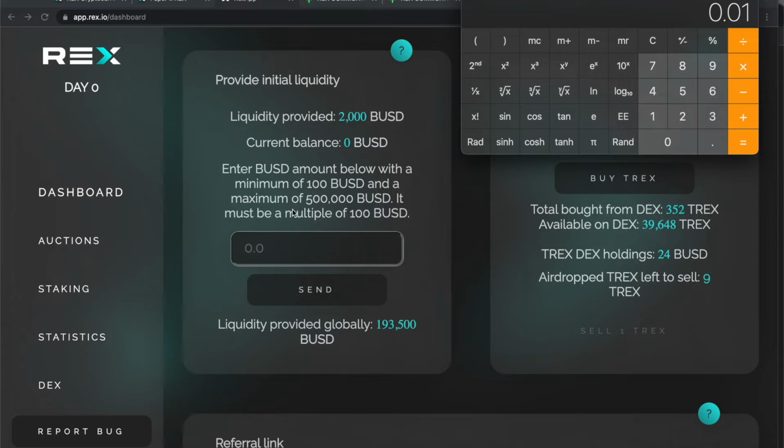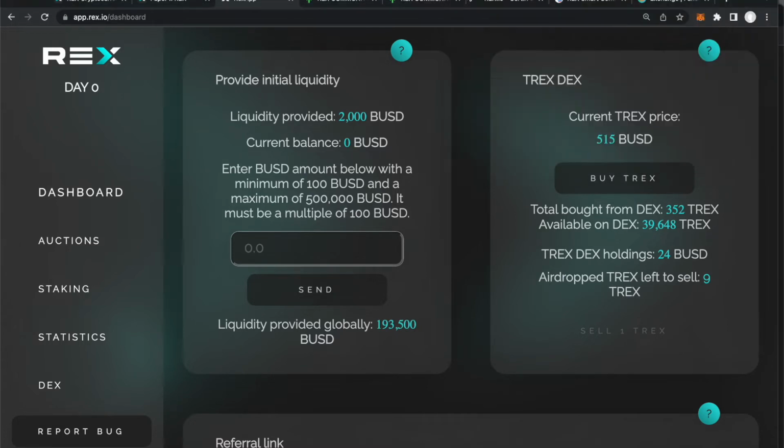So you can figure out how much of your initial liquidity is going to essentially give you Rex at the starting price just by dividing your contribution by the total amount contributed, and then multiplying that by 100,000. It's pretty much as simple as that.